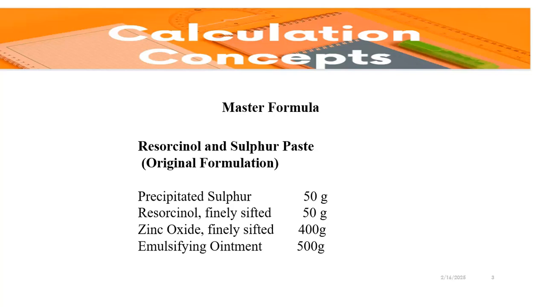Now, the active therapeutic agents are precipitated sulfur and Resorcinol. The zinc oxide, yes, has an absorbent kind of effect, but it's not the primary active ingredient. And by definition, a paste has a high proportion of solid, and so the zinc oxide is really giving that paste-like feature to the dosage form. And the ointment base, emulsifying ointment, is the carrier for the overall preparation.